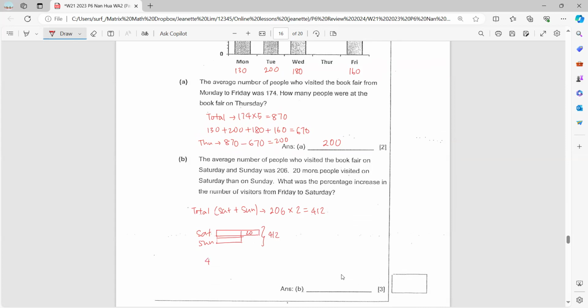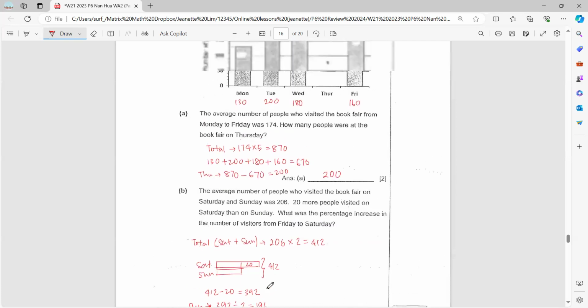So what we do is 412 minus 20, 392. Then we divide by 2 units, right? That will give us Sunday. So 392 divided by 2, 196. So for Saturday, is 196 plus 20, 216.